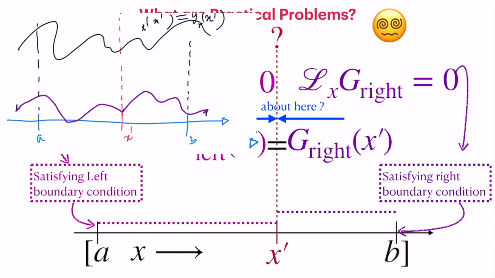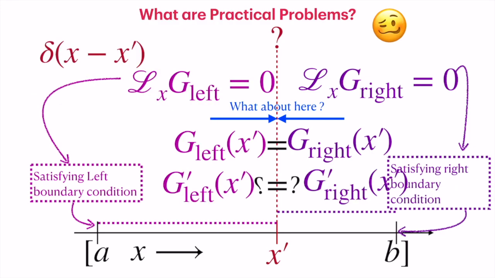The function mod x from the positive and negative side both takes the same value at x is equal to 0. However, their differentials do not match. So we have all these conditions. In the case of Green's function, we really have to see what happens to the first derivative across this point x is equal to x prime. We will look at that a little later when we look at the example.